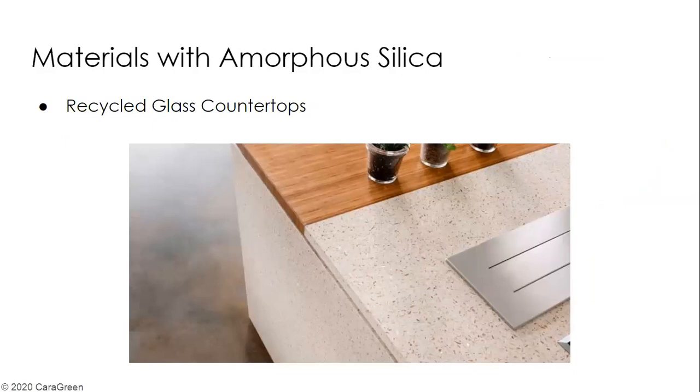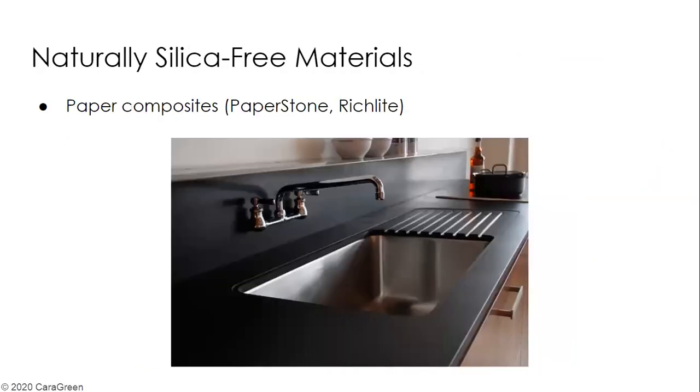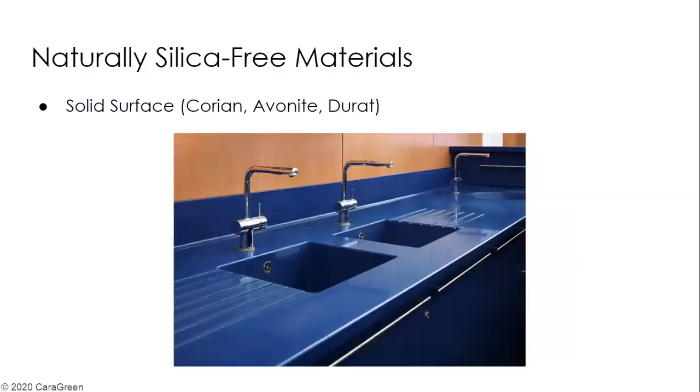Materials with amorphous silica, recycled glass countertops, things like IceStone, Terrazzo, the glass in those is amorphous silica. Naturally silica-free materials, so paper composites like PaperStone and Richlite, those have always been silica-free. They're a phenolic and paper blend. Solid surface, that's also silica-free, and you guys are familiar with a lot of those brands, Corian, Avonite, Durat, and then the Staron and some of the others.